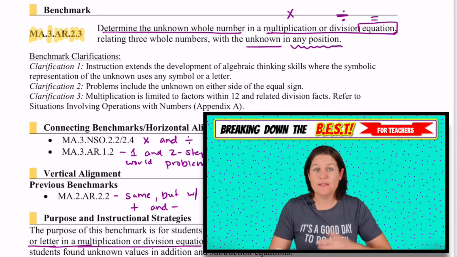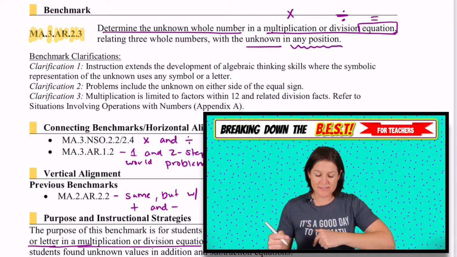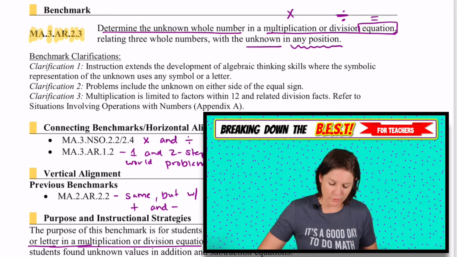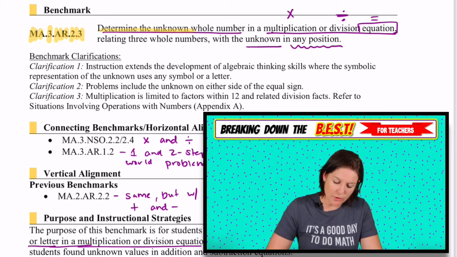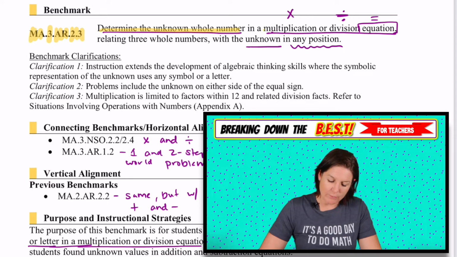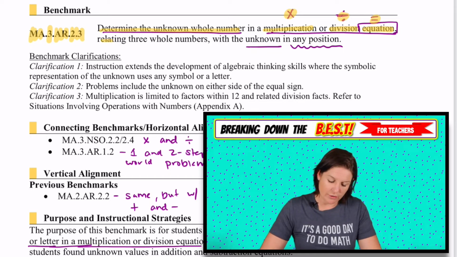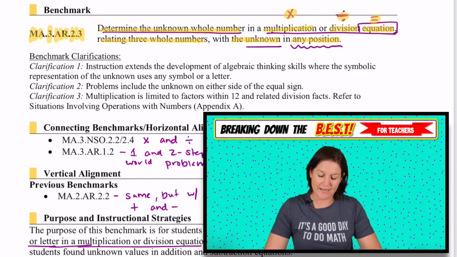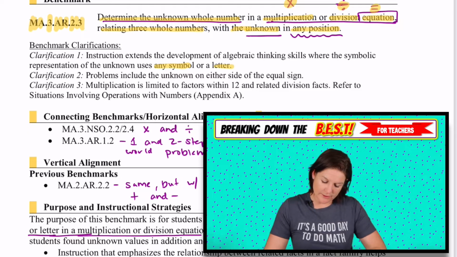MA.3.AR.2.3. MA stands for math, 3 for third grade, AR for algebraic reasoning, and 2.3 is our standard code for today. This standard says to determine the unknown whole number in a multiplication or division equation, so there needs to be an equal sign, relating 3 whole numbers with unknowns in any position. Here, just keeping in mind that we can use any symbol or letter.